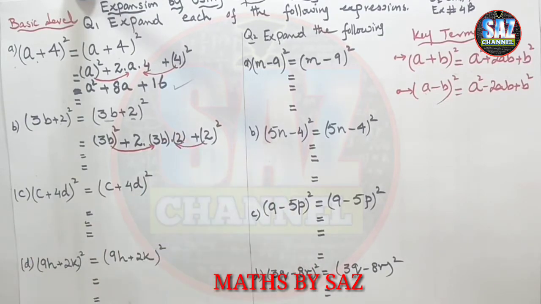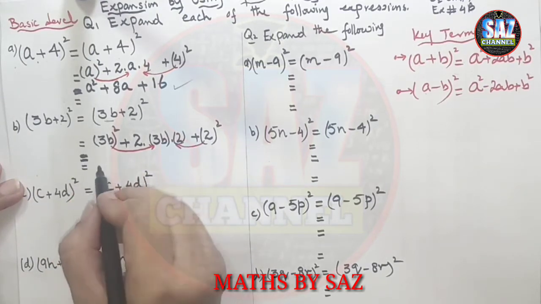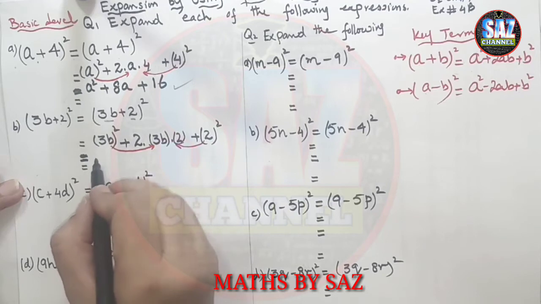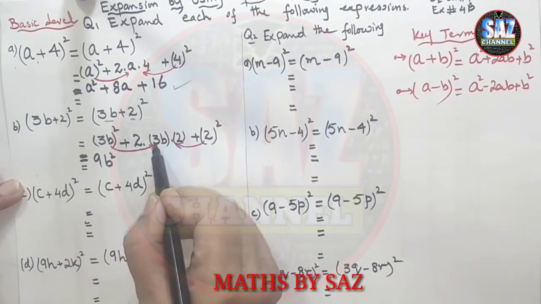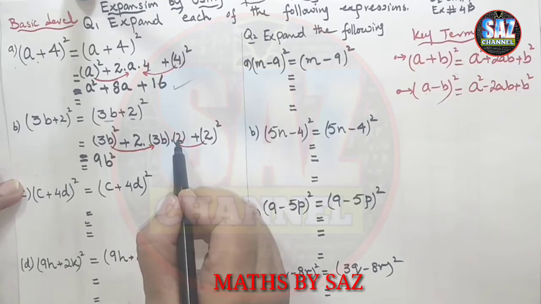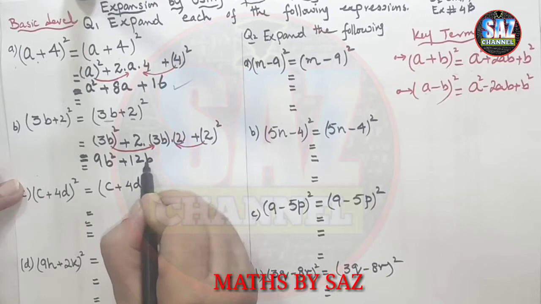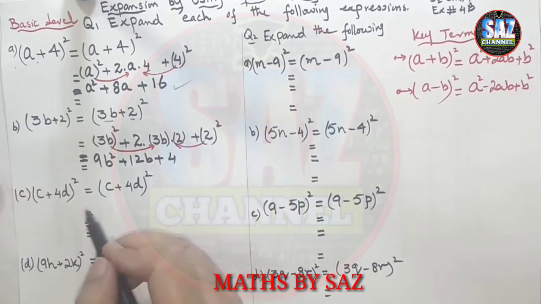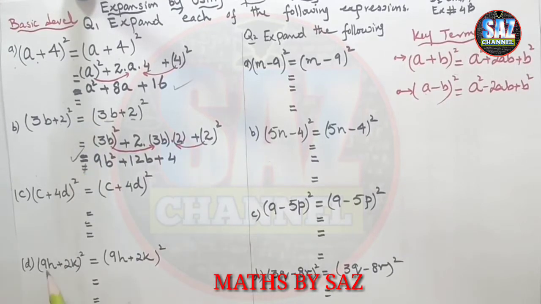Now I have to take the squares. 3 whole square will be 9, b square. 2 times 3 is 6, multiplied by 2 is 12b, plus 4. I hope you have understood this question. Let's move to the next question.